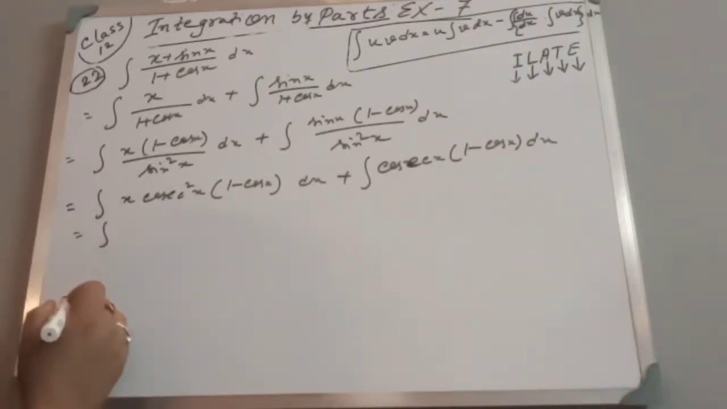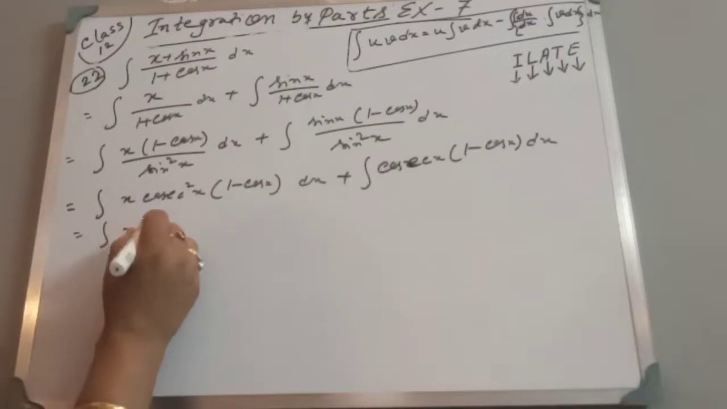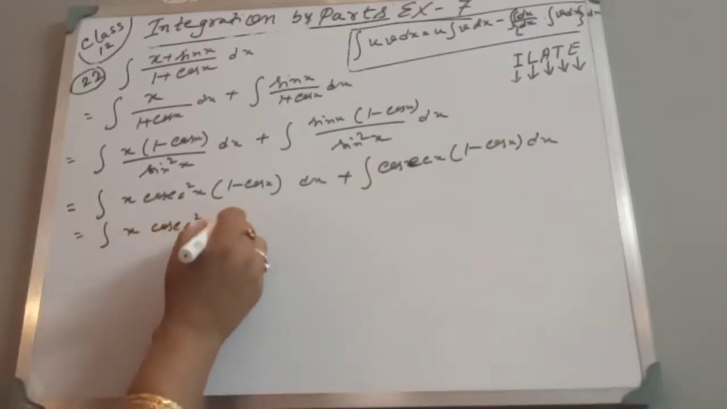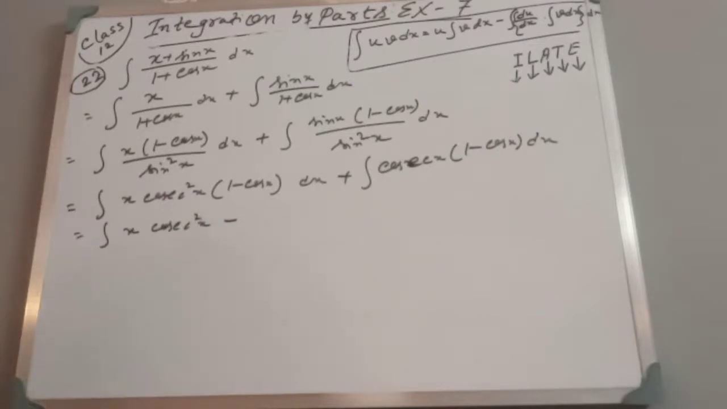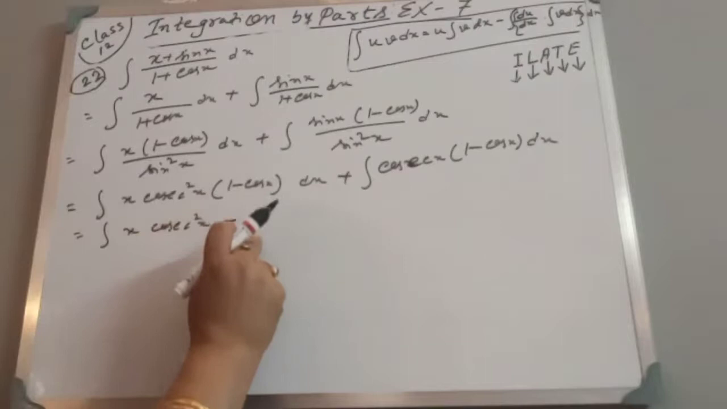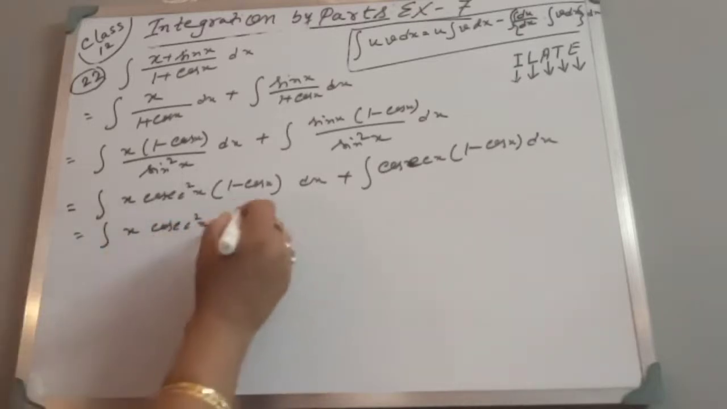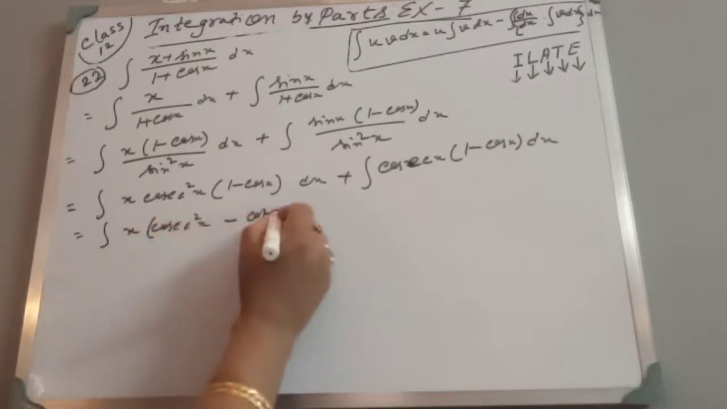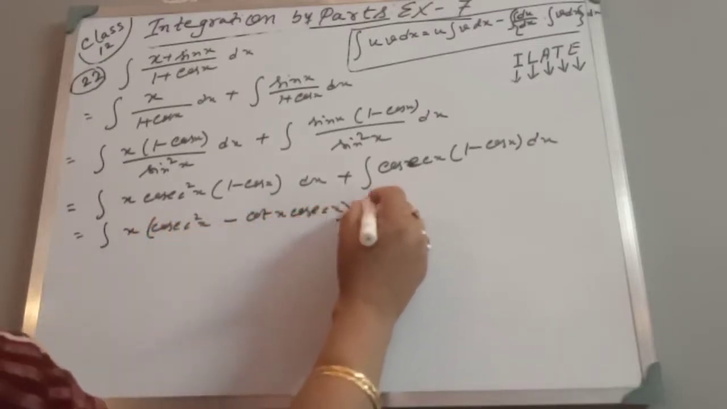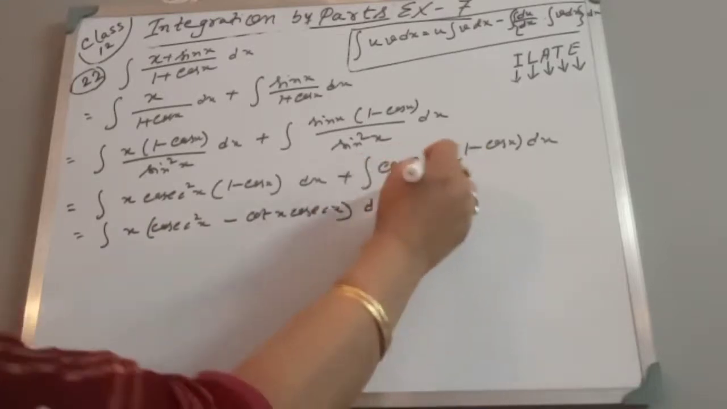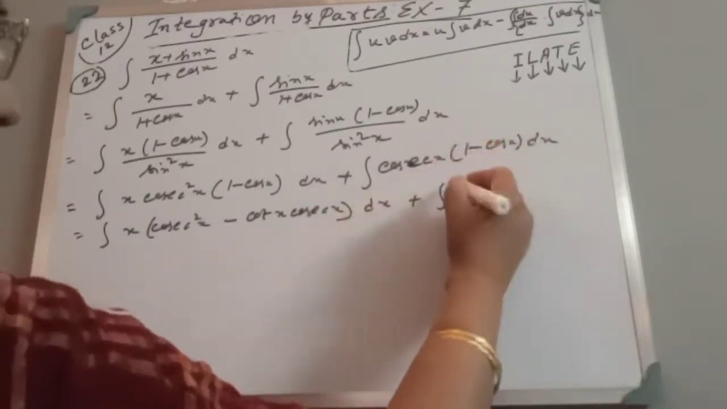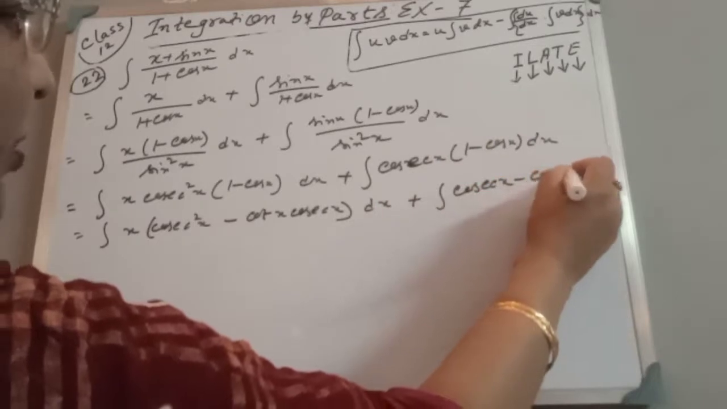So the integral is coming x cosec square x as one part, minus, then it is coming cosec square x into cos x, which means cos x by sin square x. So cos x by sin x is cot x, and 1 by sin x is again cosec x. So it is coming cot x cosec x. So it will be minus cot x cosec x dx, plus integral cosec x minus cos x by sin x, this is cosec x minus cot x dx.